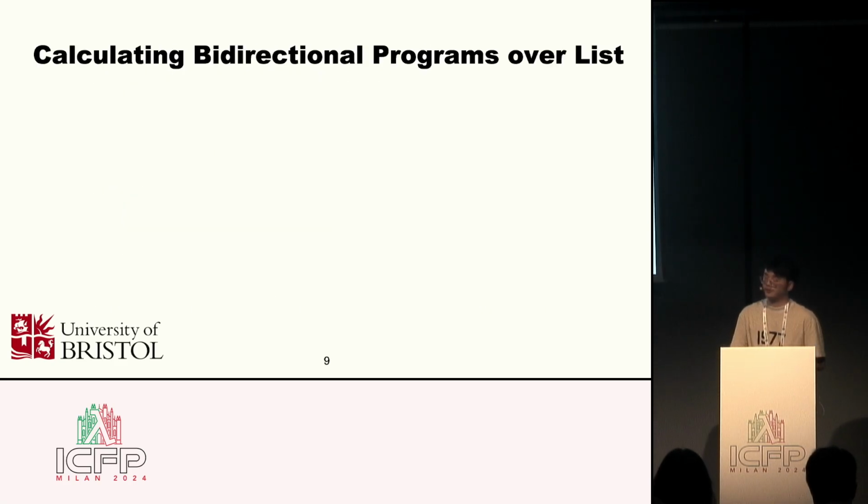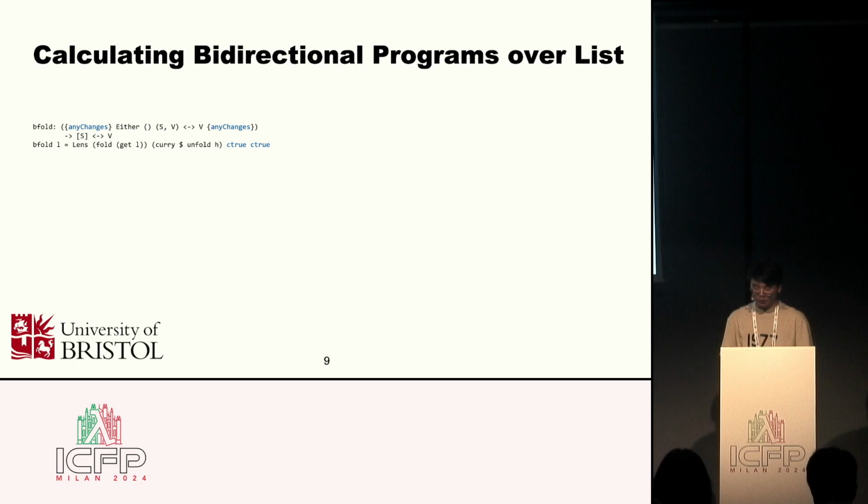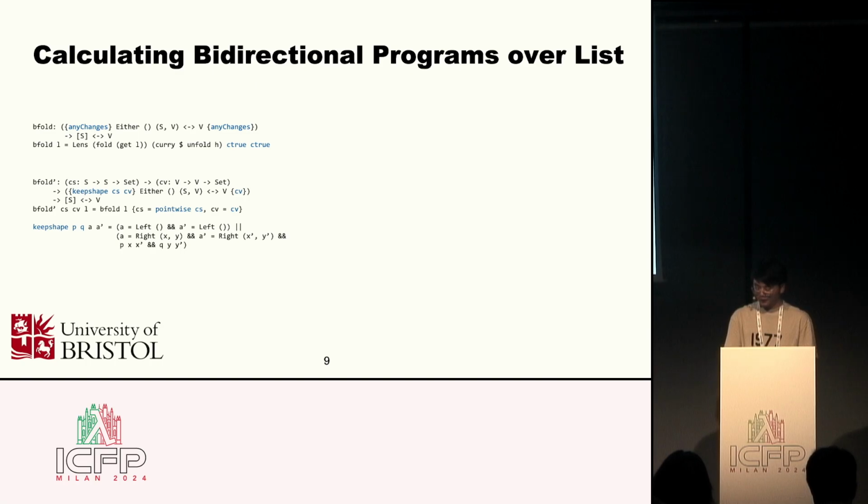In this work, we have developed a set of lens combinators specifically for list data structures. For instance, we have developed a bidirectional fold as a high-order lens that permits any view changes if the input component lens permits any view changes. Additionally, we have bidirectional fold with stricter view contract, which guarantees that the source updates satisfy point-wise constraint, and so on. Targeting those combinators, we have developed related calculation laws.